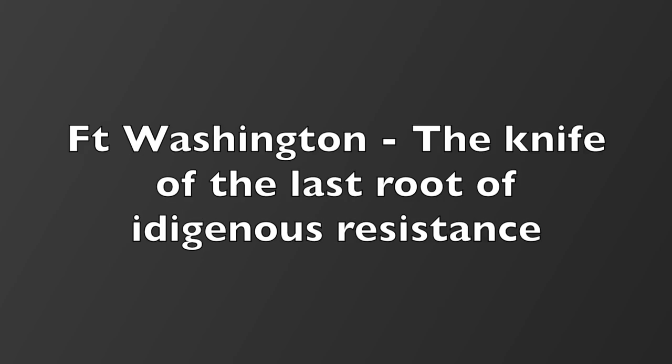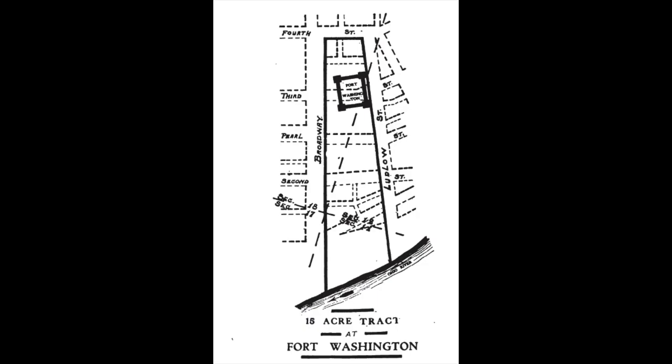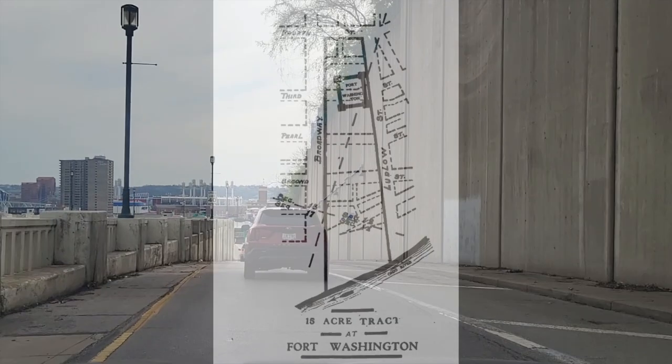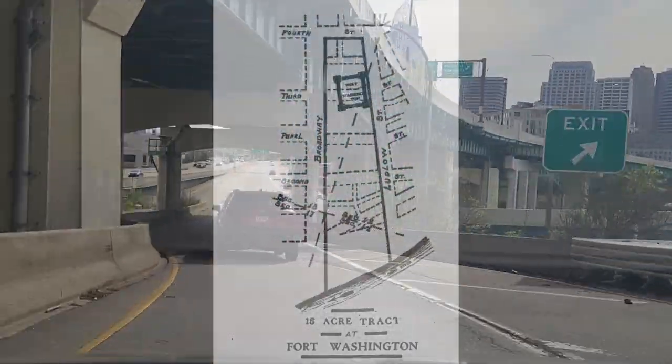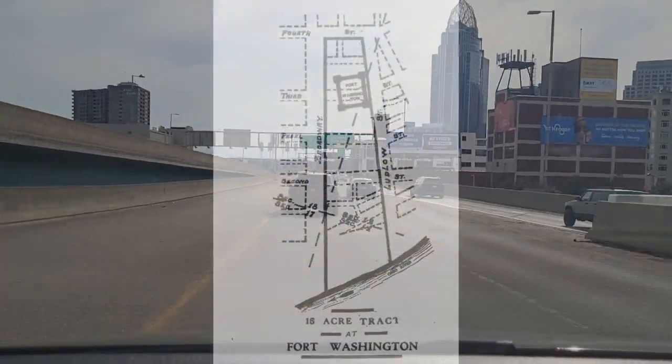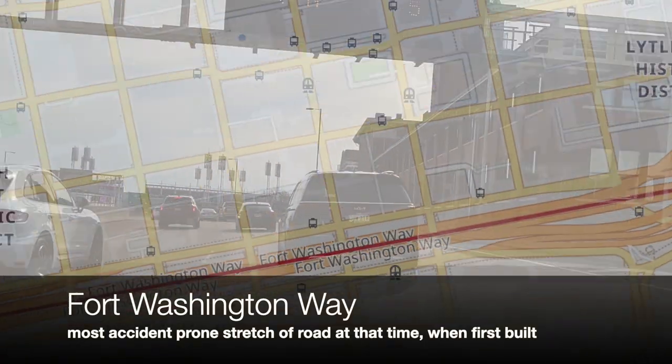Fort Washington, the war platform that stopped indigenous resistance. It made a new area for people, but not everyone. The area of this fort is actually located somewhere between 3rd and 4th and Broadway. The roadway that marks and gives homage to this site is actually Fort Washington Way, which stretches from the Lytle Park District all the way over towards the west side of Cincinnati. You probably crossed this road going to a Reds game or a Bengals game and just didn't know it.